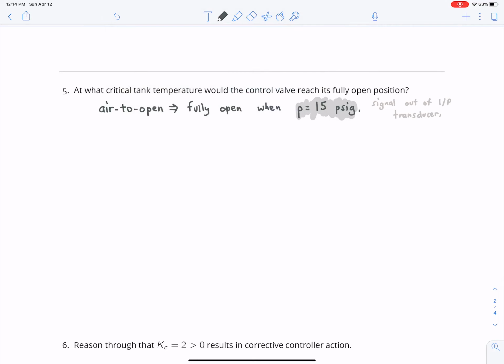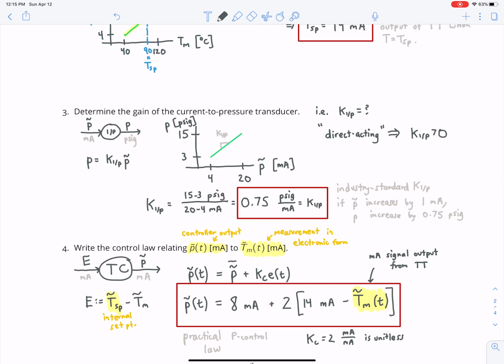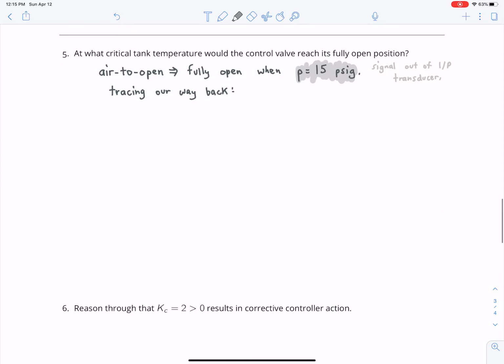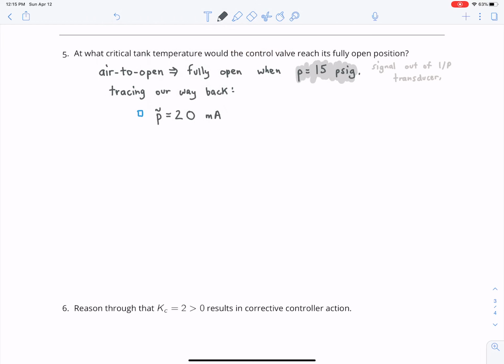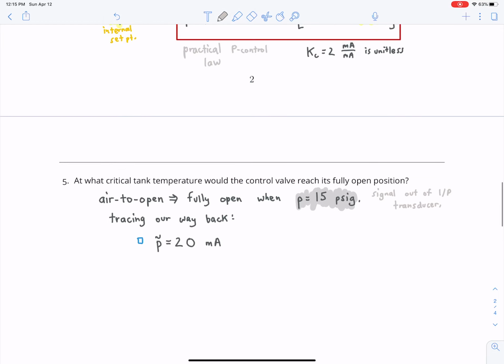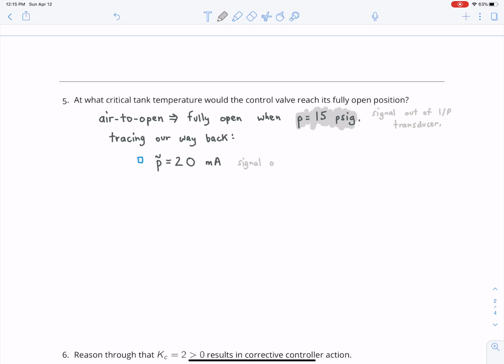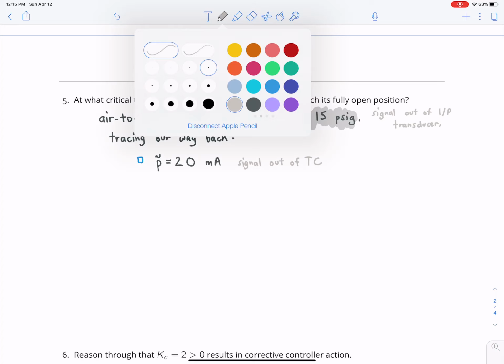So now we need to trace our way back. So if the output of the current to pressure transducer is 15, which is right here, then that means that P tilde, which is the output of the controller, must be 20. Right? Because we're right here. So P tilde equals 20 milliamps. Okay. And this is the signal out of the controller. Right? Okay, and now we trace our way back one more step, right?